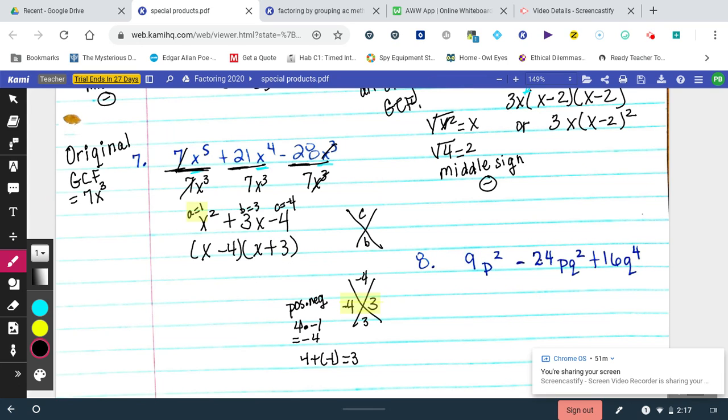But I'm not done because I had an original GCF. So the original GCF is 7x cubed. Now I'm done. Okay. All of this is now completely factored.